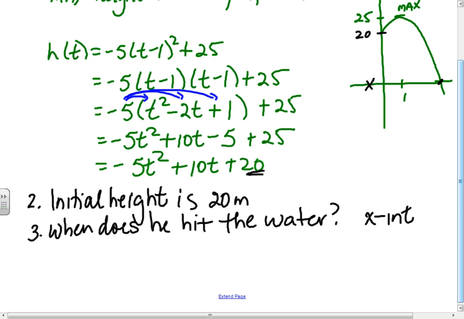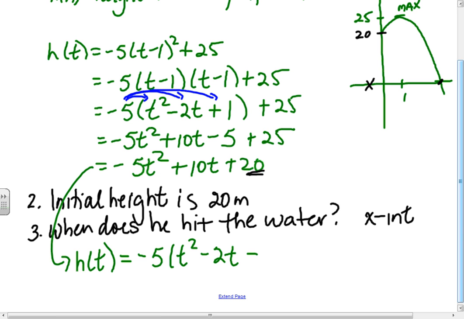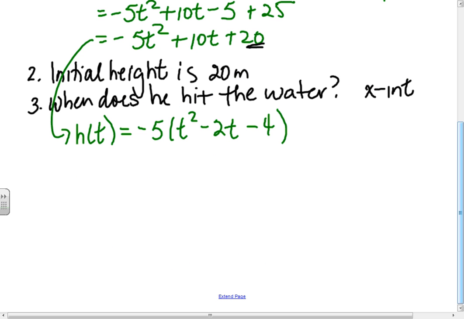the x-intercept that's positive. So we can factor, or we can use the quadratic formula. So let's start with our function. I'm going to factor out a minus 5, (t squared minus 2t minus 4). And that is not nicely factorable. We could try, but from here we need to use the quadratic formula. To use an x-intercept, I've set it equal to 0. And that means that either minus 5 is equal to 0, which never happens, or this bracket is equal to 0.